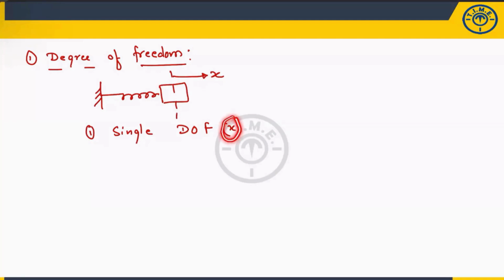That means only one coordinate is required to describe this vibration system. For example, one more. Let us suppose there is a string, and at the end of the string a sphere is attached and swinging about this mean position. After some instant of time, this sphere will be here. So the angle theta is defining its position.